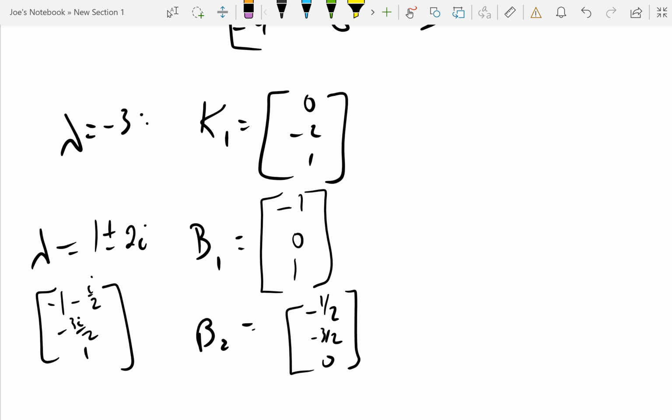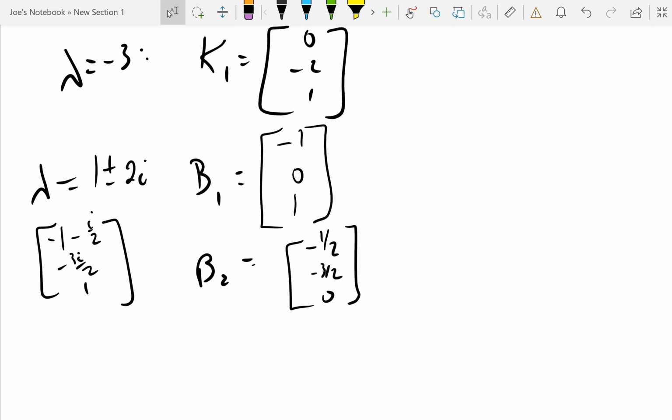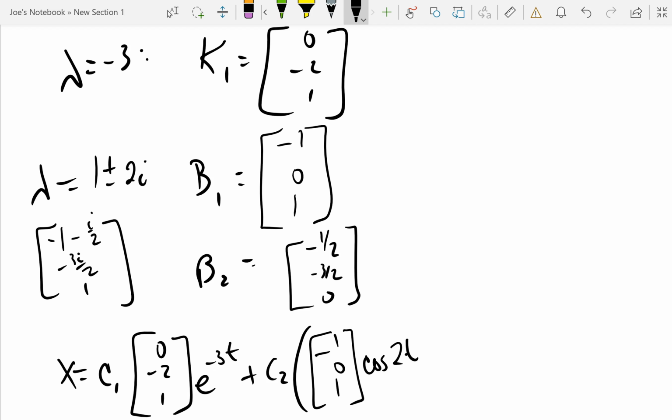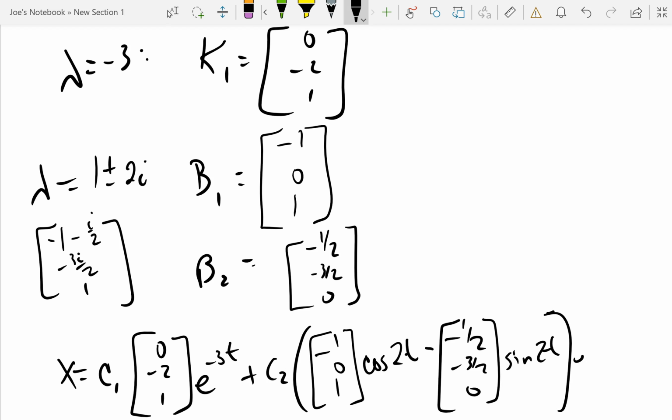So now we're ready to write our general solution. Our x will be C1 times the K1, 0, negative 2, 1, and that's e to the negative 3t. And we'll get a plus C2 times, and this is where we're going to use our new formula. We'll have B1, which is negative 1, 0, 1, cosine of 2t, 2 again because our beta is 2 over here, minus negative 1 half, negative 3 halves, 0, sine of 2t. And that whole thing will be times e to the t because our alpha is 1.